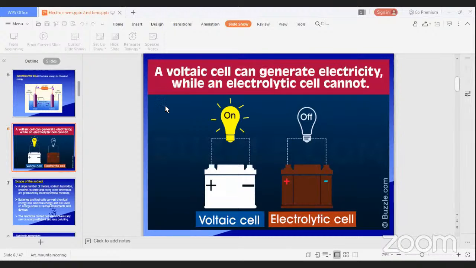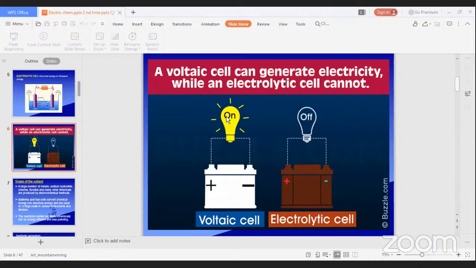So see this one, this is a voltaic cell. In this, by using chemical energy, electrical energy is produced. But in the electrolytic cell, it is completely vice versa to the voltaic cell. What is happening in the electrolytic cell? Conversion of electrical energy to chemical energy. That means electricity is consumed, whereas in this voltaic cell, electricity is produced.